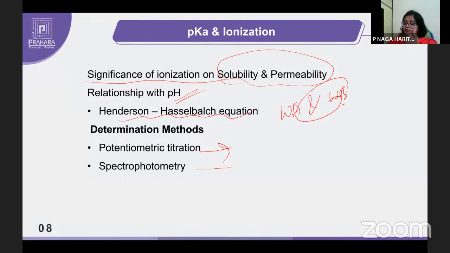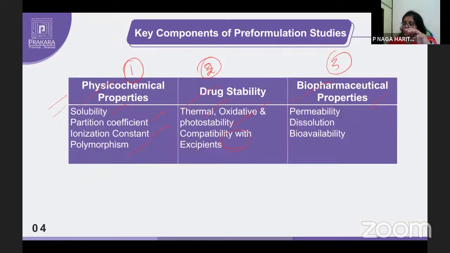And then in spectrophotometry, it monitors the absorbance changes in a drug solution at varying pH levels in order to estimate the pKa value. So with this, we have seen all the properties that are related to the physico-chemical properties of the drug. So if we go back, as we said, three components that were there, physico-chemical properties. So we have seen about the solubility, partition coefficient, ionization constant, and polymorphism.